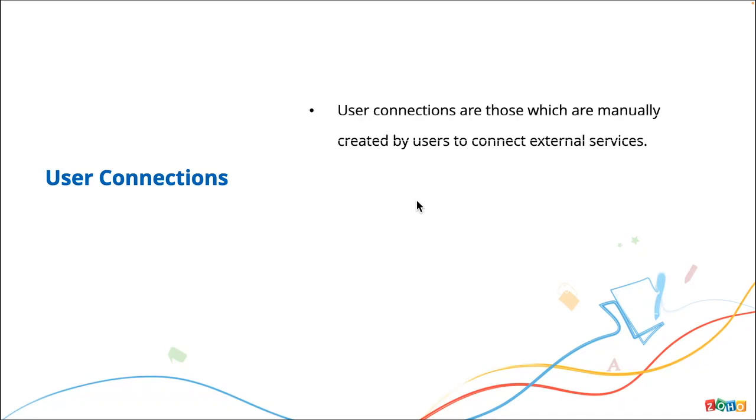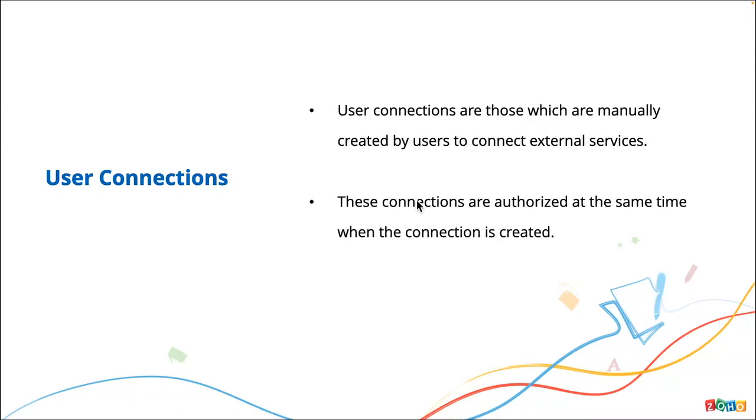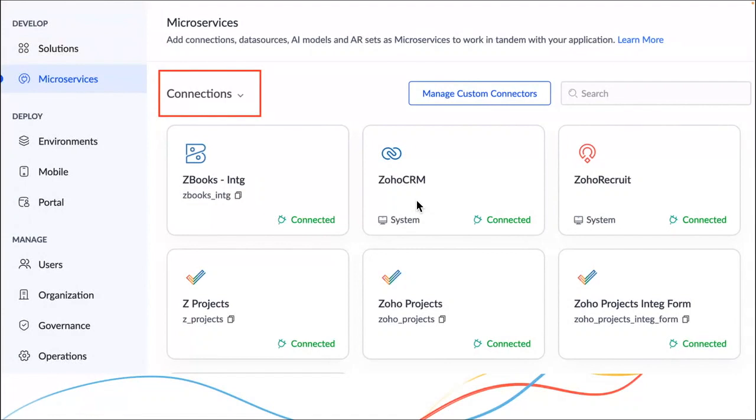The next type of connection is a user connection. These are connections which are created by the users manually. When you manually create a connection, that becomes your user connection. Here, the authorization will happen at the same time when the connection is created. You can find these connections inside Creator within the microservices. When you log into Creator, on the left side of your dashboard, you will see microservices. Within that, you'll be able to see all the connections that you've established for that particular account.